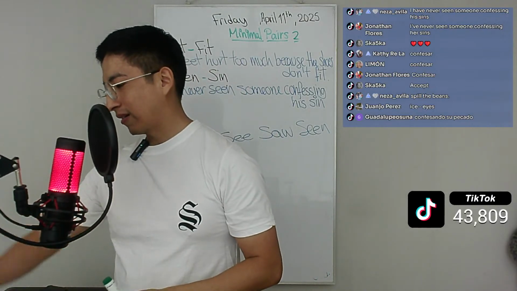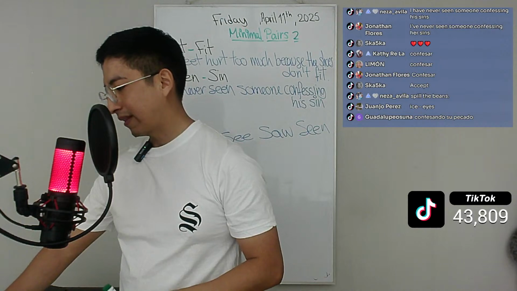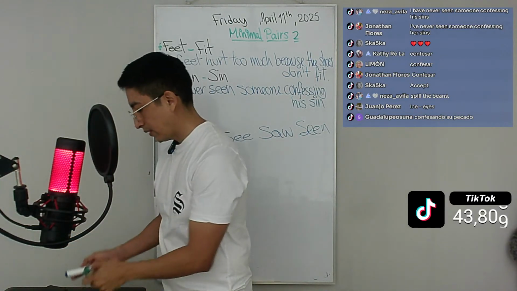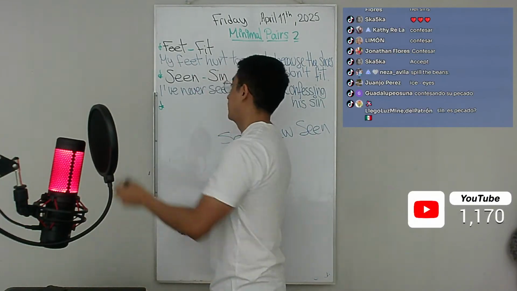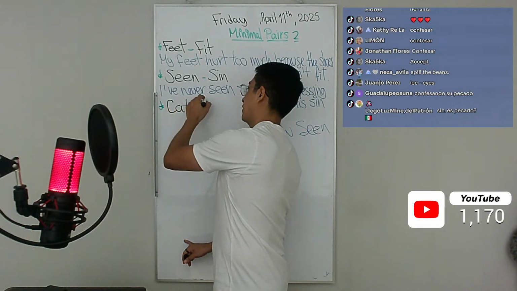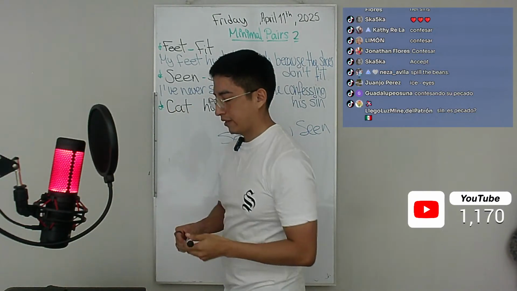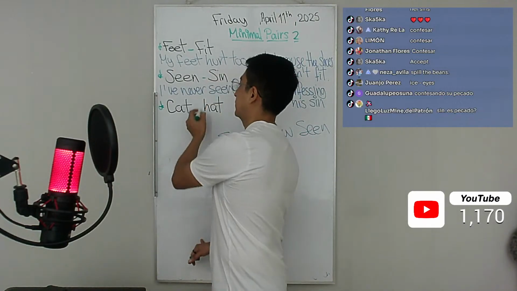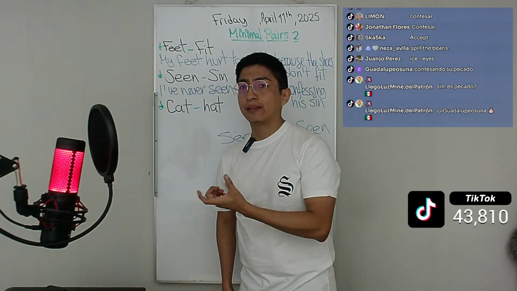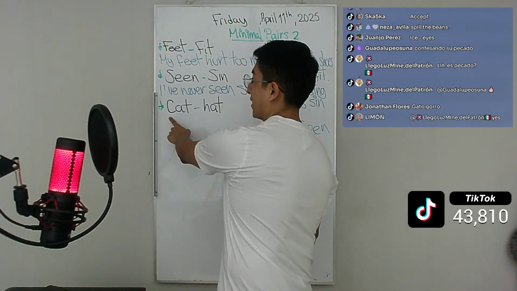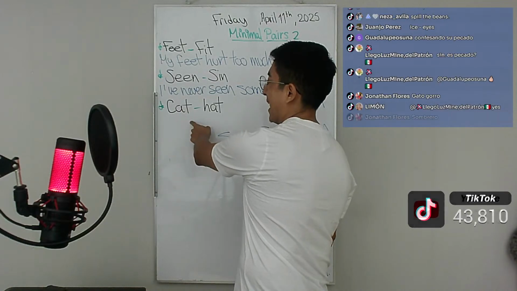Let's continue with the next part. Number three, guys. Let's continue with these two words. These two words are very easy. We have here cat, hat. Yes, that's right. Listen to this pronunciation. We have cat, cat, cat.